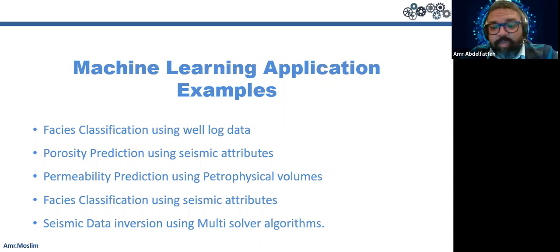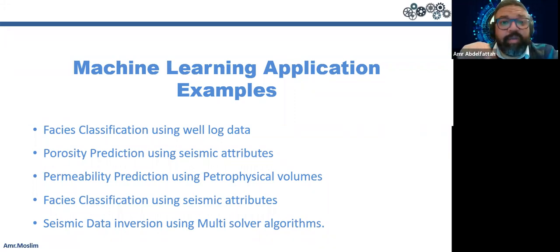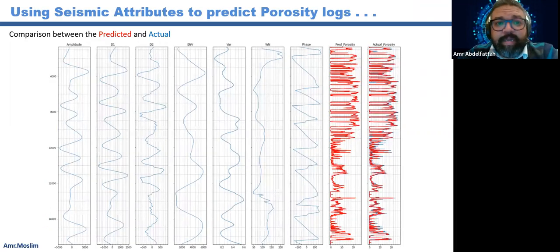I would discuss with you, of course, an advanced topic called transfer learning. It's part of machine learning, but we can actually improve seismic resolution using machine learning through a new application called transfer learning. I will show you one slide on this later. So I will start with using seismic attributes to predict porosity logs.